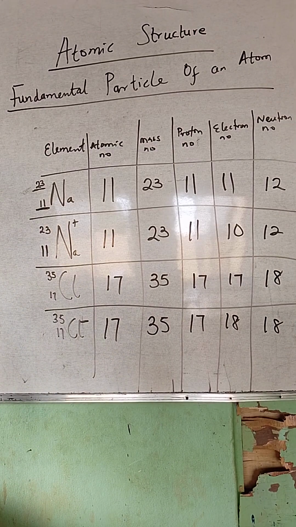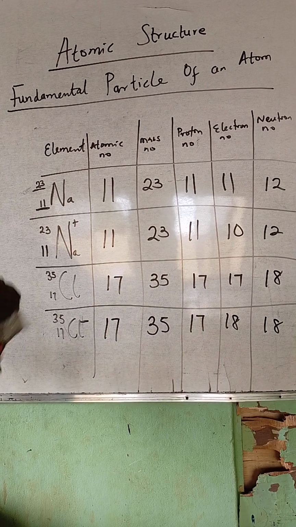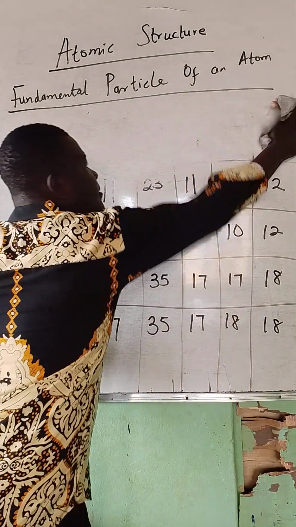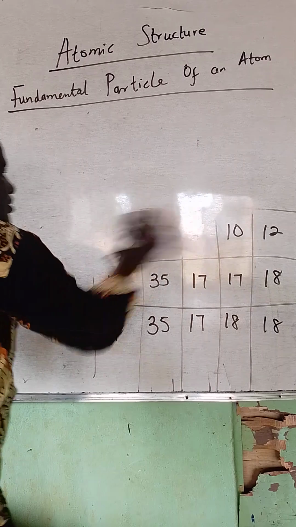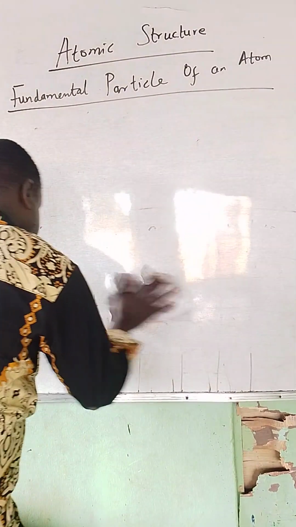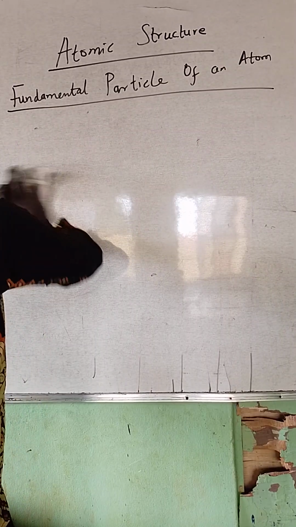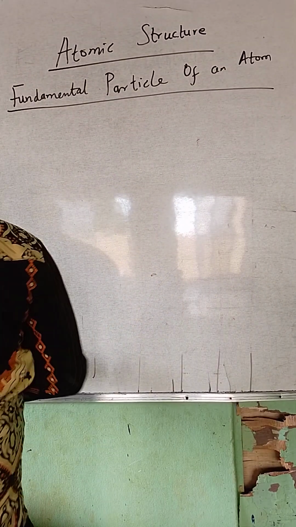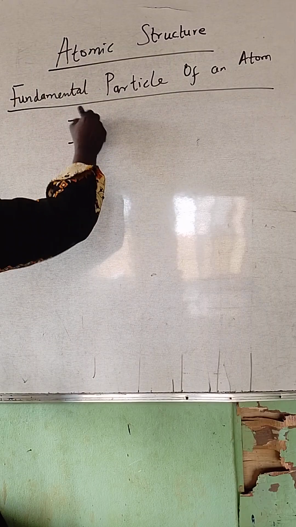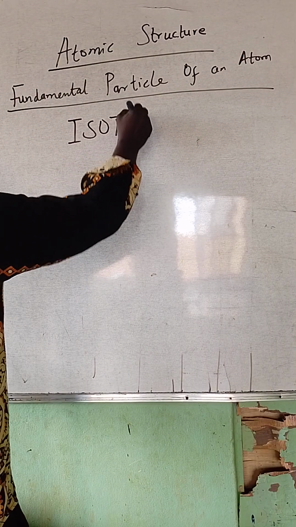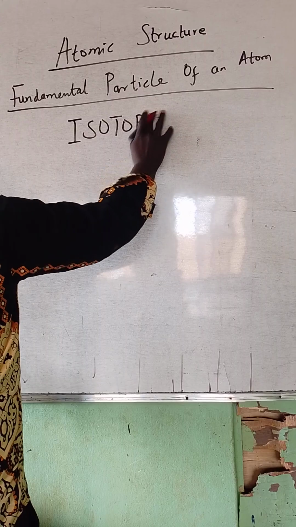Isotopy. What is isotopy? Isotopy is a phenomenon whereby elements have the same atomic number but different mass number.